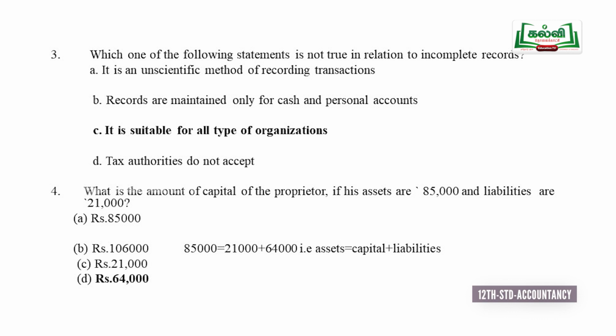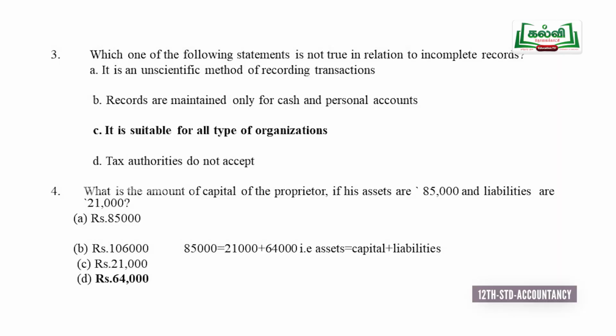Next, we pass on to the fourth one. What is the amount of capital of the proprietor if his assets are 85,000 and liabilities are 21,000? When assets and liabilities are given, capital is missing, we have to use the formula. Assets is equal to capital plus liabilities. The missing information is capital; asset 85,000 is given, liability 21,000 is given. From the total asset 85,000, we have to deduct 21,000 liabilities. So, the answer is 64,000. 85,000 minus 21,000 is the answer, that is D, 64,000.